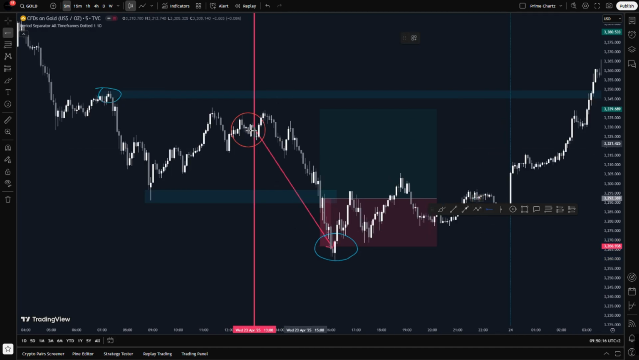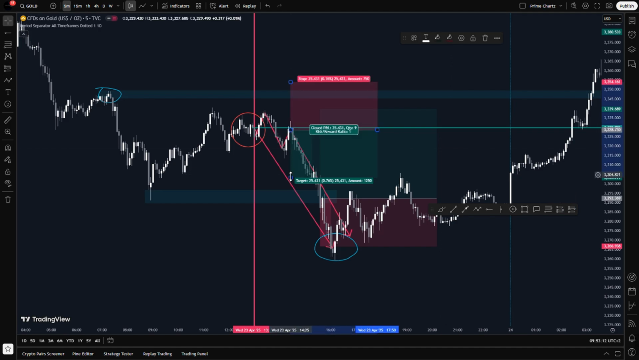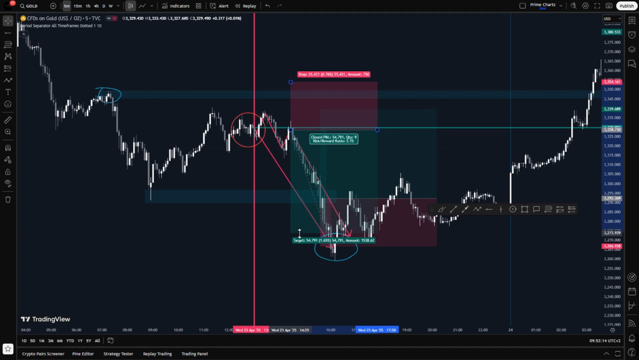Now, let's take a look at another approach we could have used. We place a horizontal line here at the opening price. Price breaks below the line, then comes back to retest that same area. This retest gives us a clean opportunity to enter a sell position. And boom, price drops beautifully, giving us a solid win when using the original 714 method.